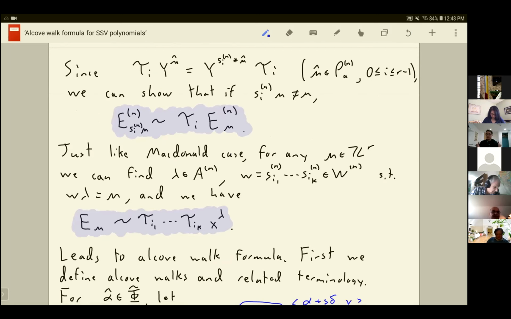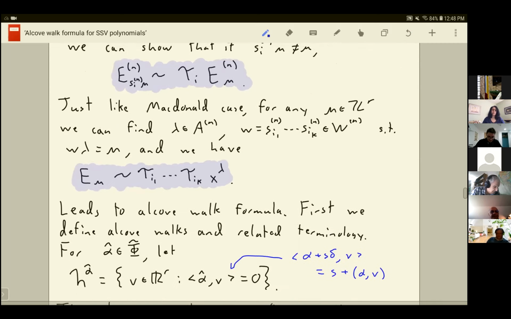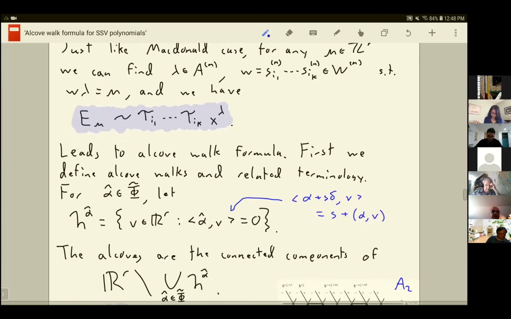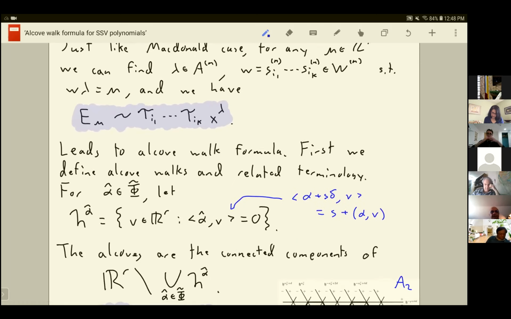But okay, so this is going to lead to the alcove walk formula. But first I have to define alcove walks and give you some of the related terminology. So first, for each affine root, we're going to have H alpha hat, which is the hyperplane on which alpha hat vanishes. Remember that we're viewing alpha hat as a function on the Euclidean space. So the hyperplane is where it vanishes. And the alcoves are just the connected components of the Euclidean space minus these hyperplanes.